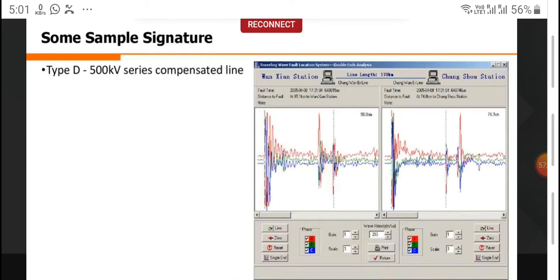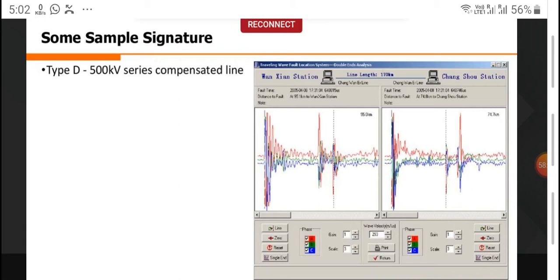Now, after taking care of the communication, we have some sample pictures and sample signatures that we have captured. By we, I mean our channel partner. We are the channel partners of Kehui, and Kehui has experience, as you saw, that Chinese manufacturers were the pioneers in bringing this technology, and Kehui is one of them. It has done more than 3,000 installations worldwide. So it has extensive experience, and its system is quite reliable.